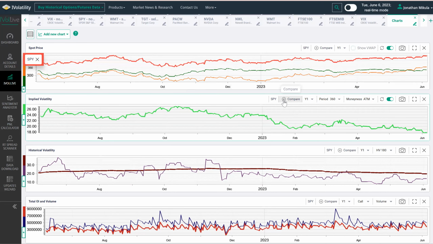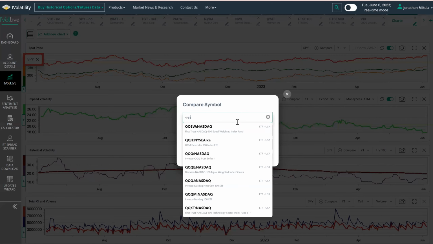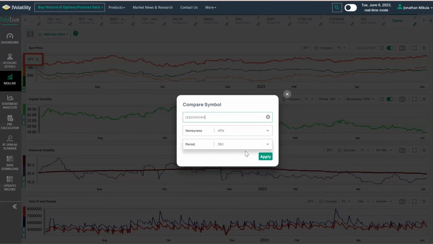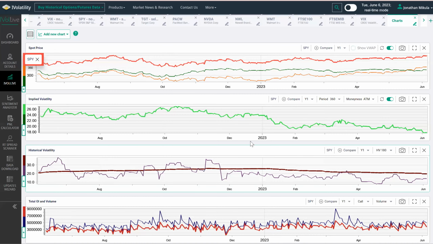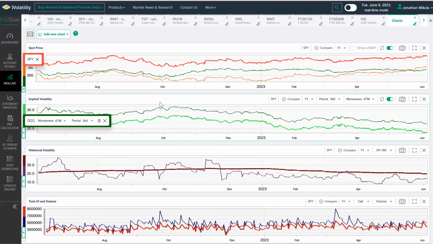So you could also come here and you could add under implied volatility, and you could search for QQQ, which is at the money period, 360 days. So again, that would be apples to apples for QQQ. Here we are, which is a green. So we have our 2 green charts. And then I could come here for historical volatility. I could go that, so on and so forth. Just know that you can add up to 8 names.